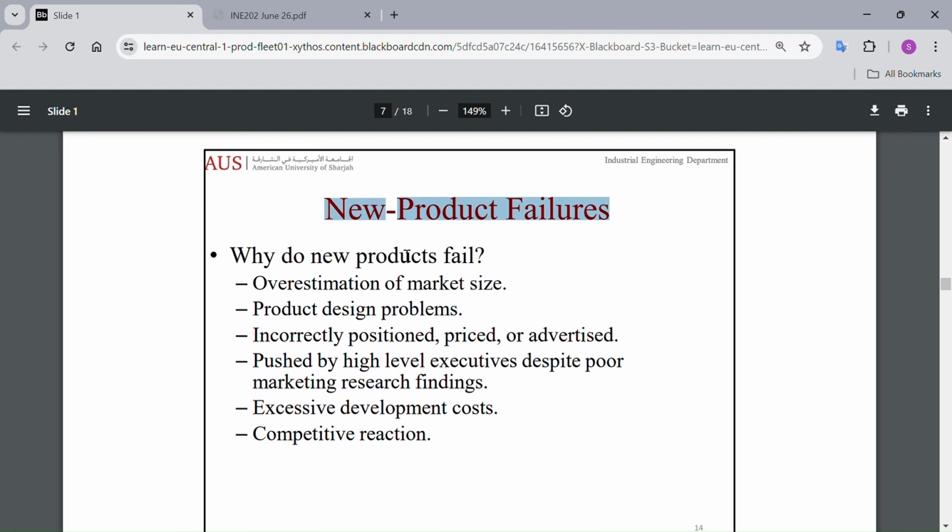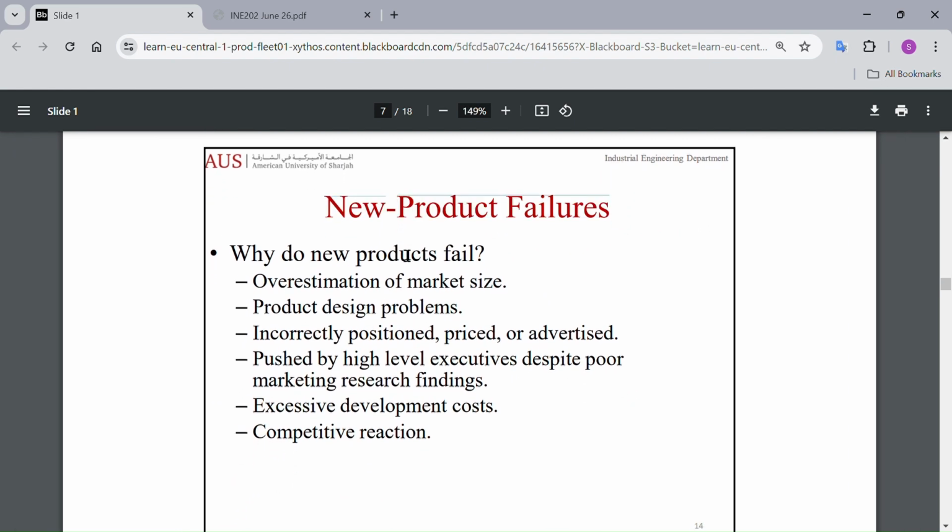So now let's talk about new product failures. Why do new products fail? Maybe one reason could be an overestimation of market size. One example is left-handed products.